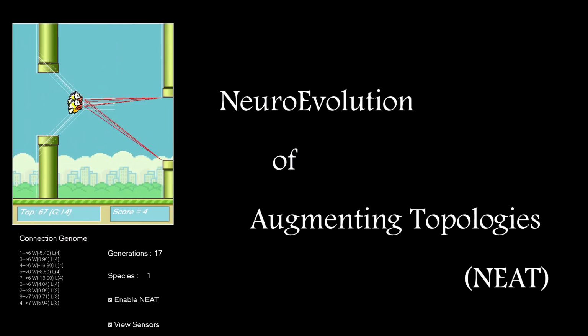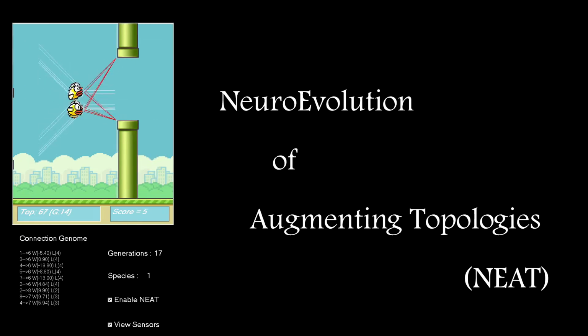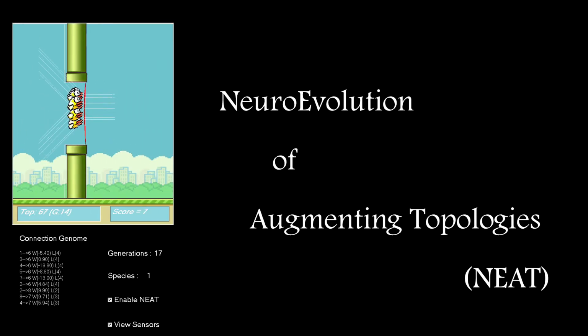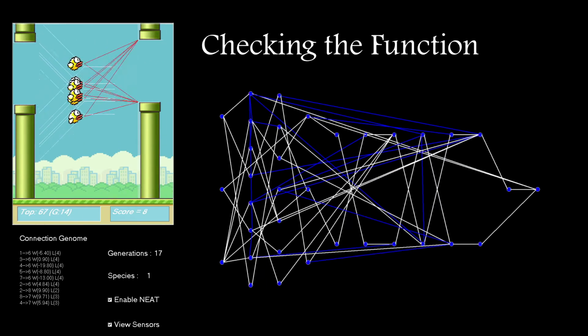This method is called neuroevolution of augmenting topologies, or NEAT for short, and is used in lots of areas. They are fun to play around with.